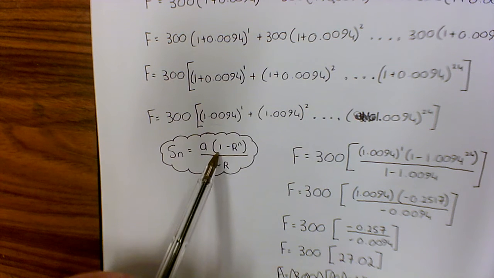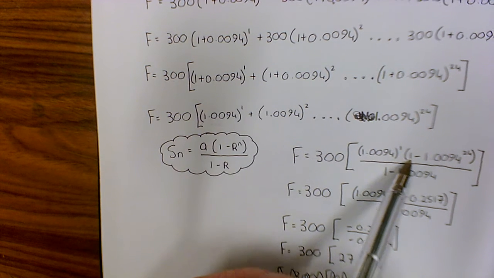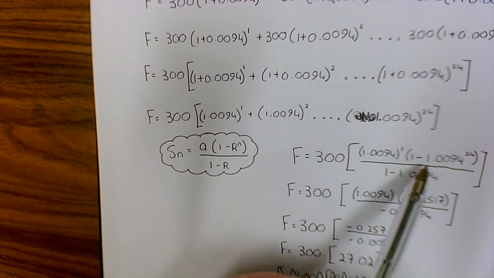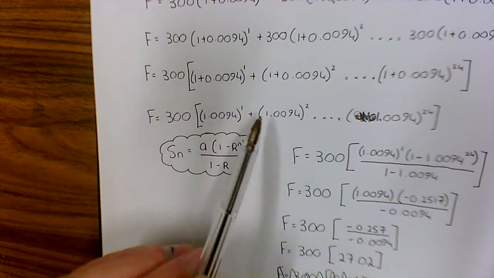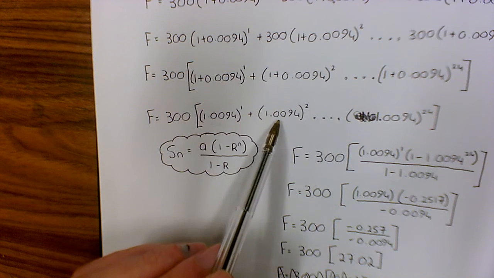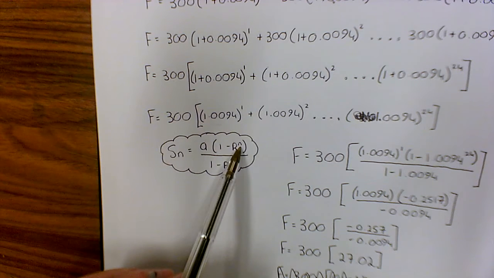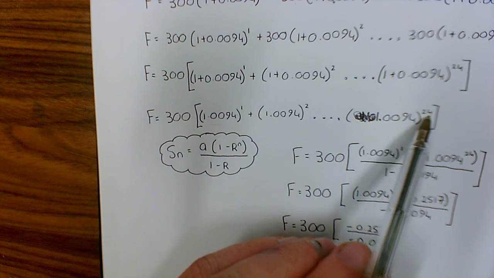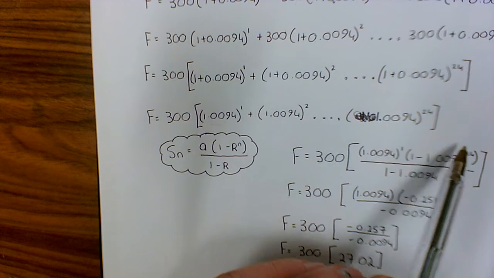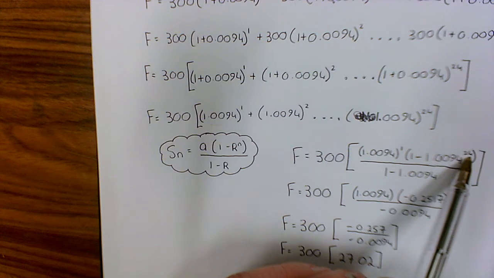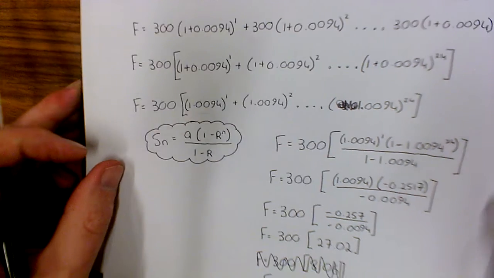Multiply by, in brackets, 1. There it is. Minus the common ratio. Common ratio, what am I multiplying each term by? Well, 1.0094. So there it goes. And n is the amount of months it's been multiplied by, r to the power of, which is 24. Alright?